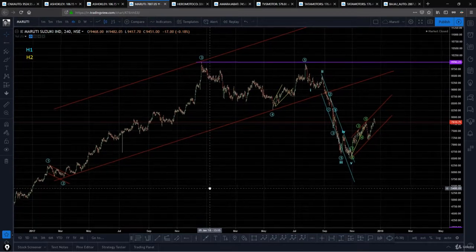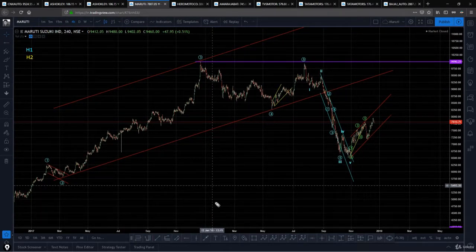Now there is another thing when we come to corrections. It might not make sense right now, but as you proceed in this course and go to the corrective structures part, you will come to understand that there is a pattern something like this, ABC, which we call a zigzag. In that particular pattern we can sometimes see a C wave failing to take out the high of the A wave. Once again, that is extremely rare, so I'll advise you to keep this pattern in mind, but also keep in mind the fact that it does not happen all the time.